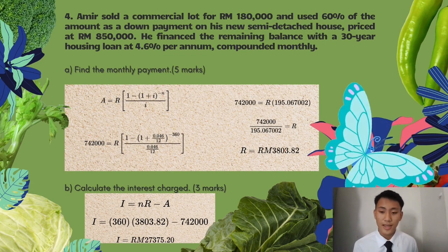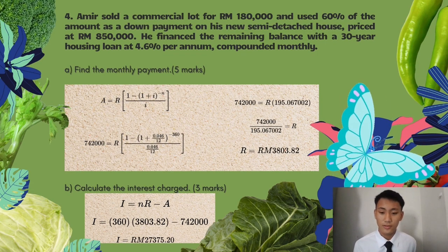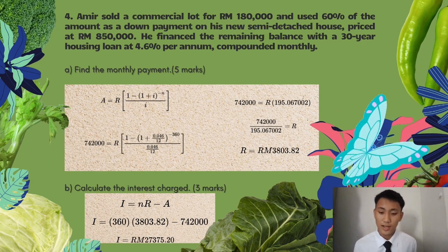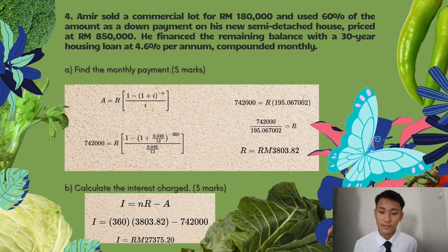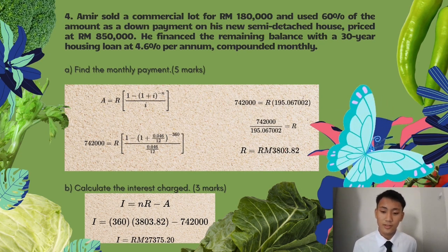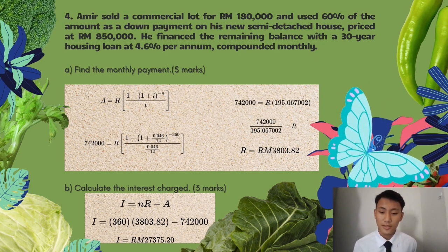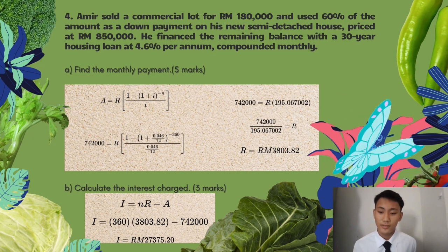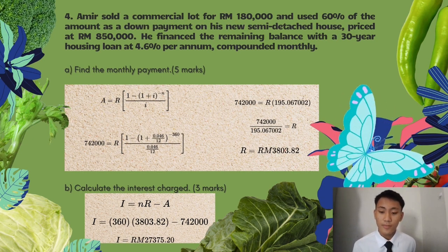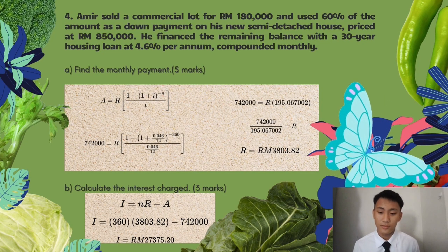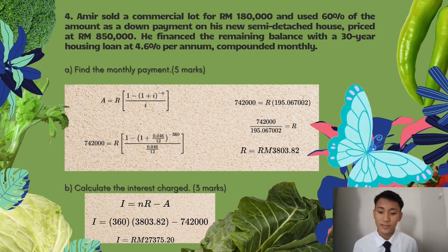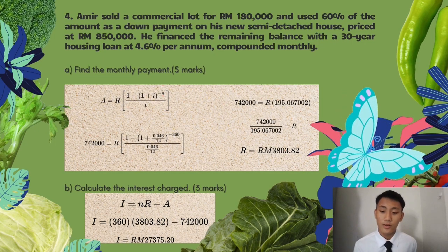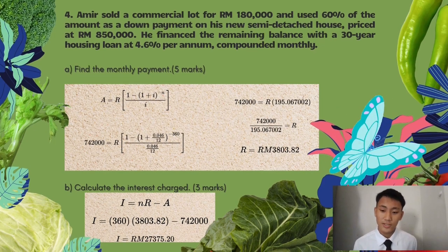B. Calculate the interest charge. We need I equal to N times R minus A. So we put all the numbers into the formula, which is 360 times 3,803.82 minus 740,000, which is equal to 629,375.20, which is the interest charge.